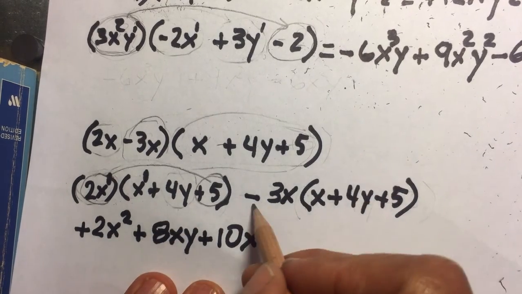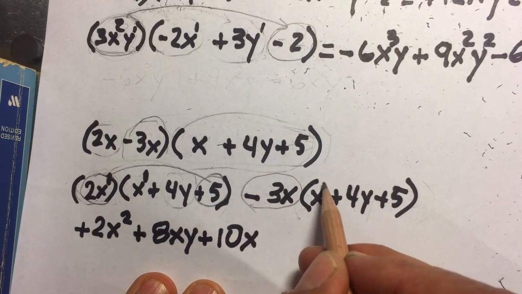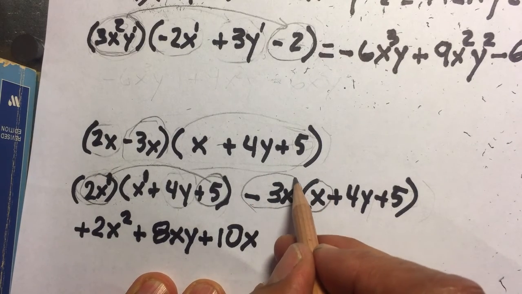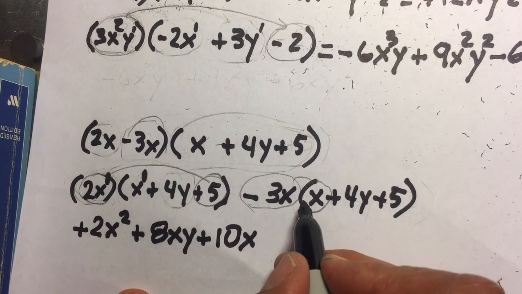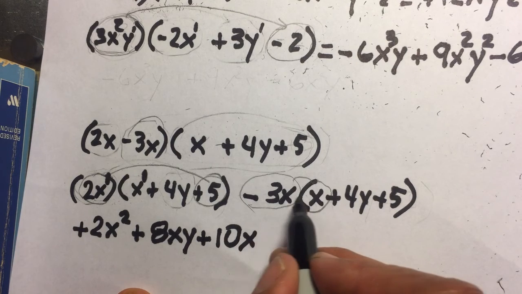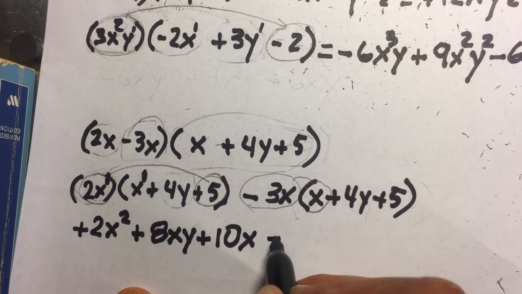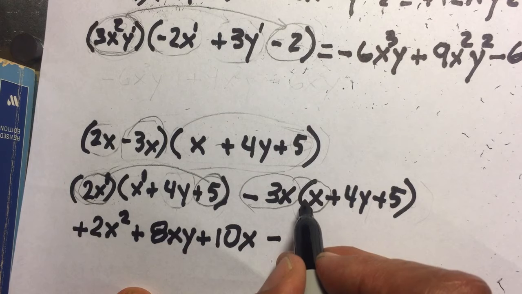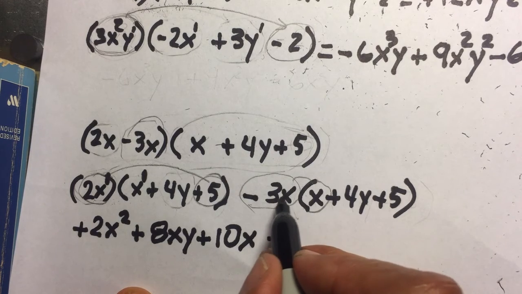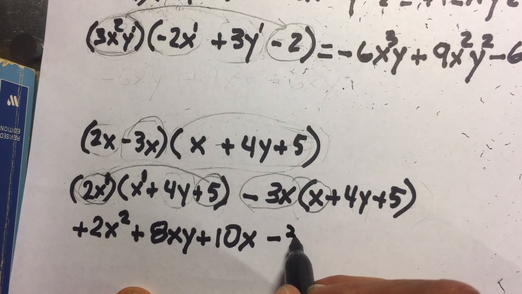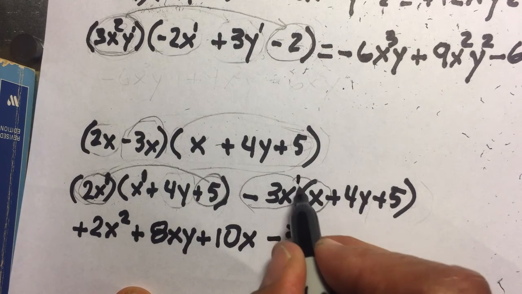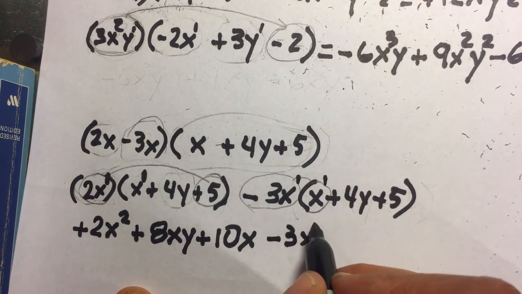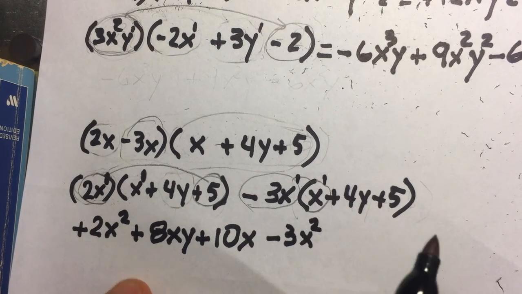We are going to multiply minus 3x times x first. So it would be minus, and the sign here inside in front of x is plus. Minus times plus is minus. The number in front of x is 1. 3 times 1 is 3. And then x, and we add the exponents, 1 and 1. 1 plus 1 is 2.